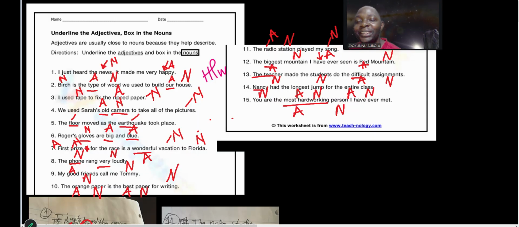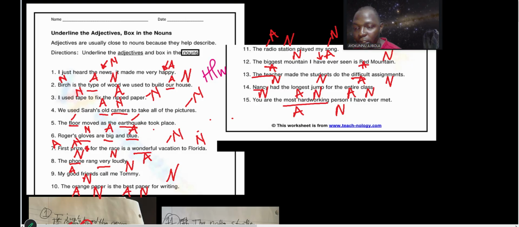You just have to read the sentences. Like the first one, I said news and happy, right? And the second one, birch, wood, and house. Those are the nouns. Then hour and the tie, these are the adjectives. Then the third one, tape is a noun there, paper is a noun there, ripped is an adjective there. The fourth one, old is the adjective, camera is a noun, picture is a noun.